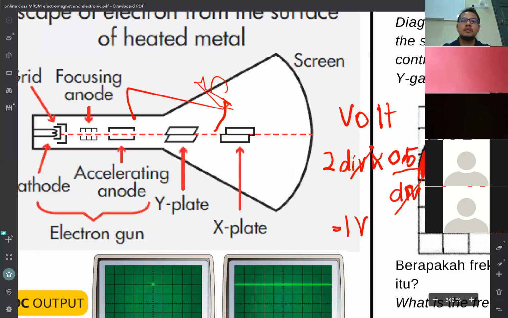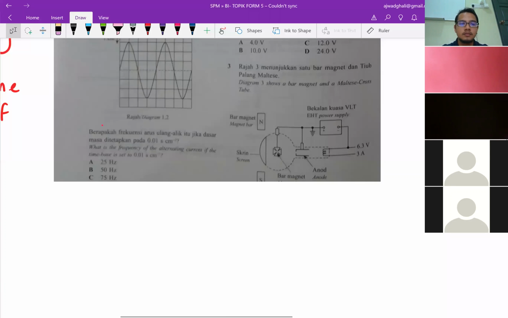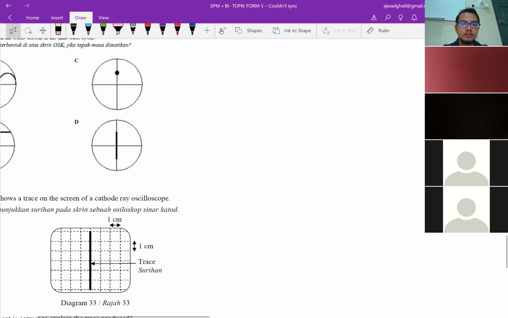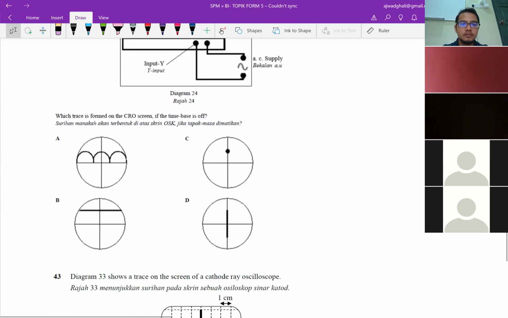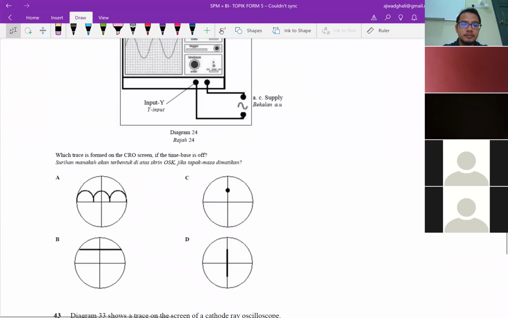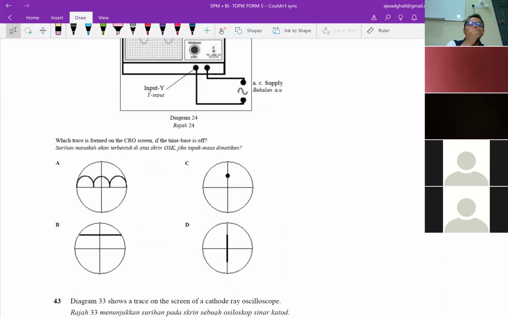Okay, so go to another share screen. Okay. Okay.